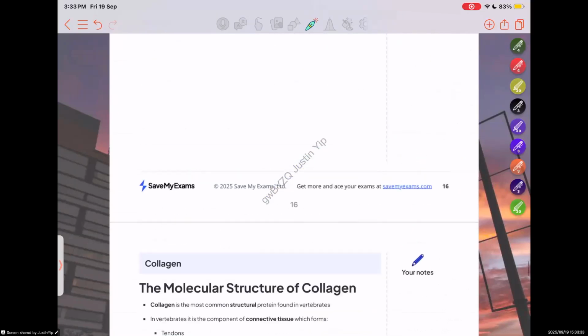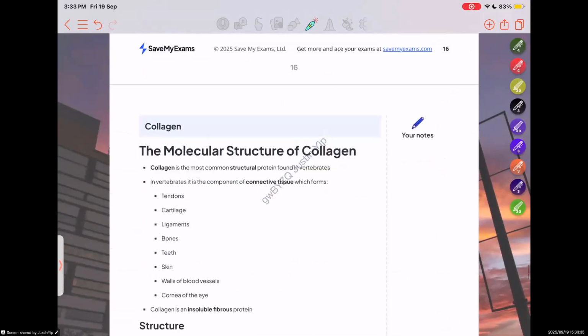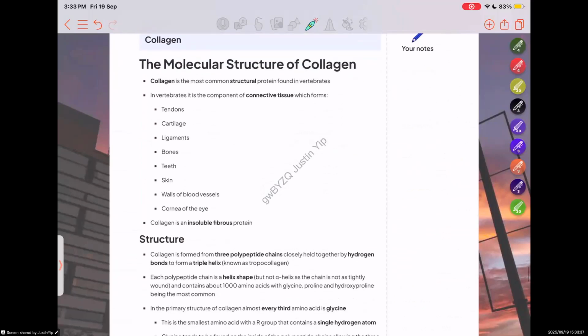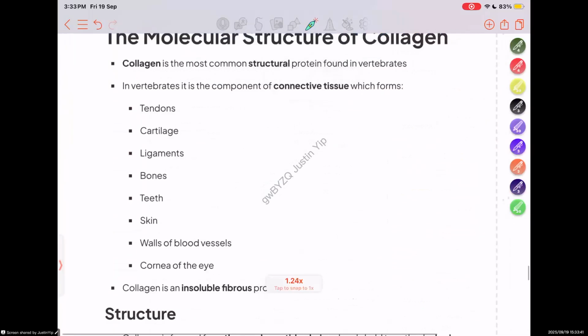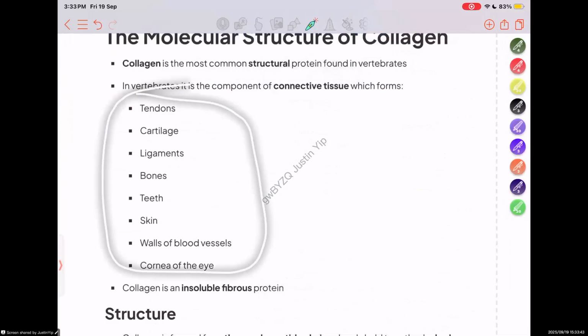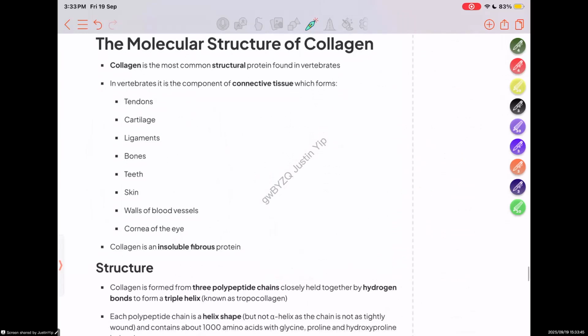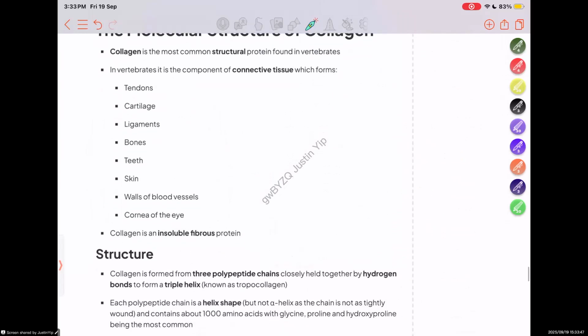And the last part, I think, is collagen. Collagen can be found in your connective tissue. So these are all the connective tissues in our molecular structure of collagen. And they are actually insoluble.